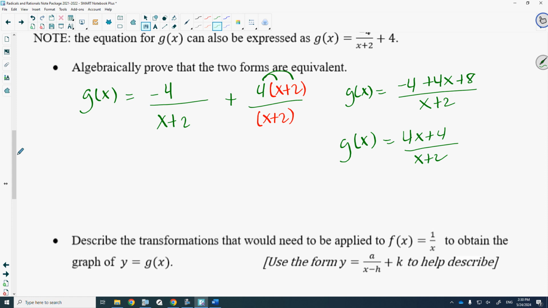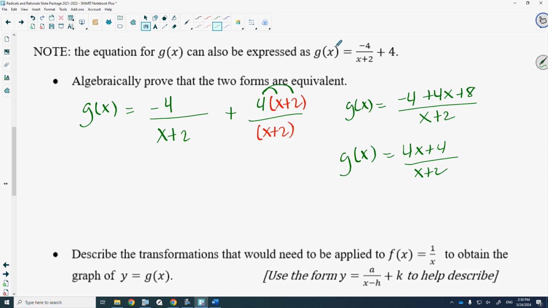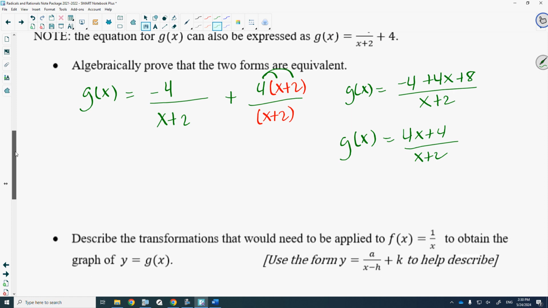Now what I'm going to do is show you the transformations using replacement notation that would have occurred to the original function in order to get this. Okay?